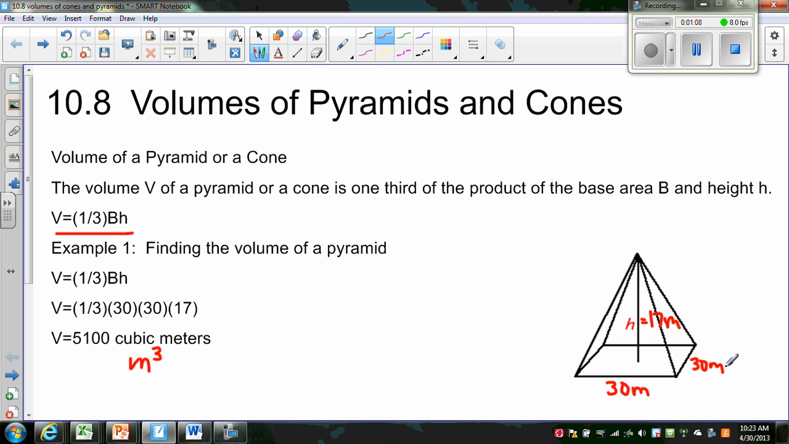So that's pretty easy, right? You just have to make sure you're using the right height, and if they give you the slant length, that you don't use that. You're using the height.